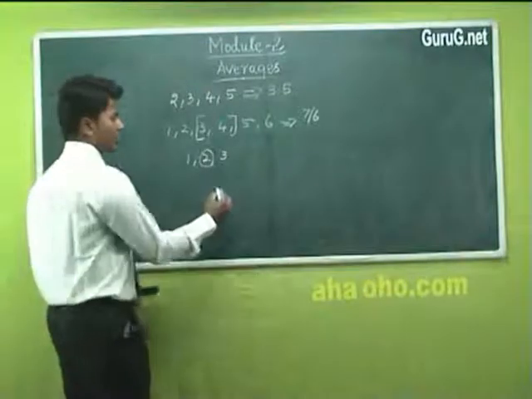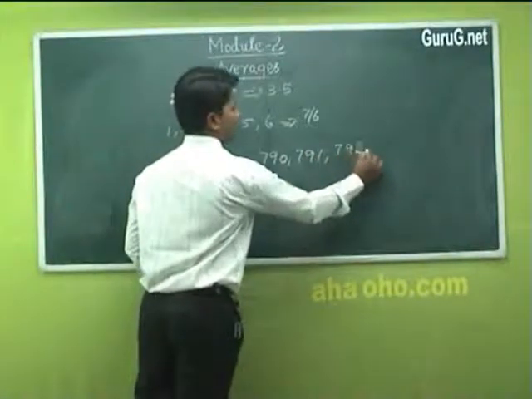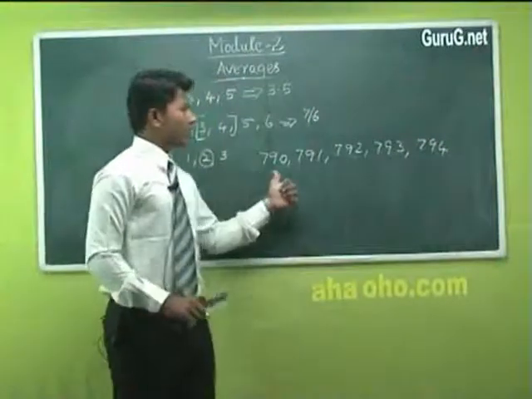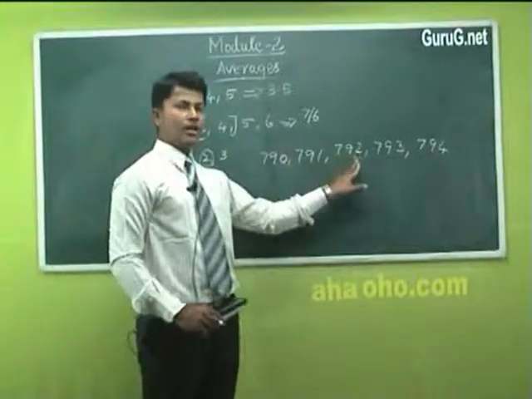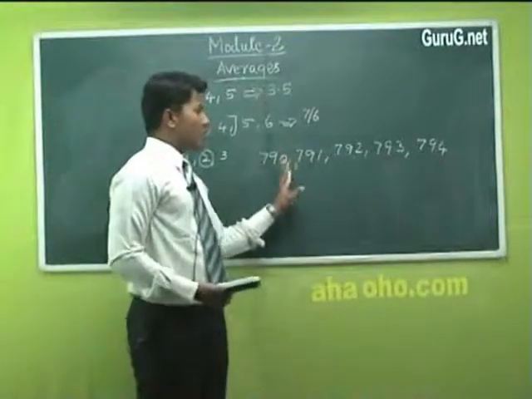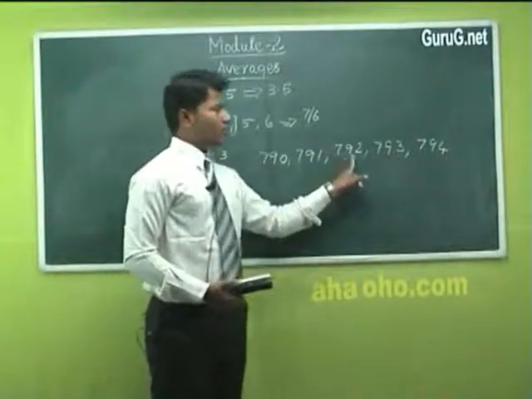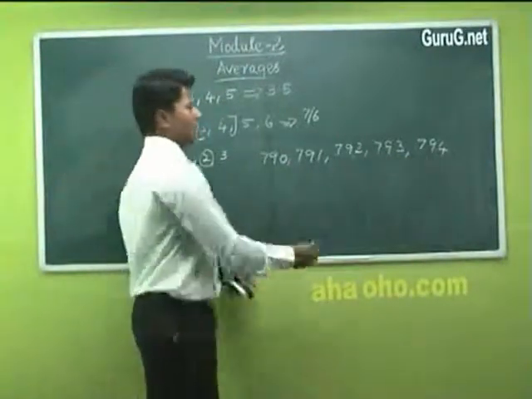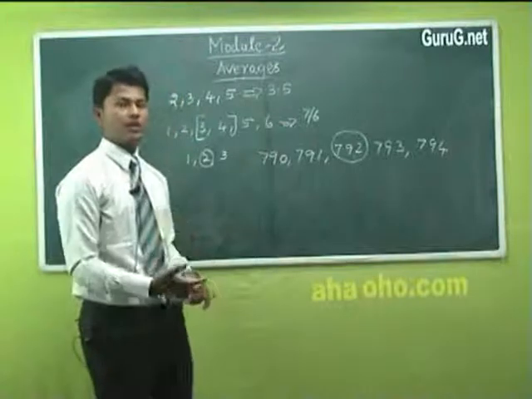So consider a long series: 790, 791, 792, 793 and 794. So what is the average of these numbers? Analyze. They are consecutive: 790, 791, 792. Consecutive in the sense the interval is same. The increment value is 1. So these are consecutive integers. Just check out the number of elements: 1, 2, 3, 4 and 5. The number of elements is odd. So you need not go for the usual approach. Instead, 792 will be your average. The middle value will be your average. You can straight away get into the answer.